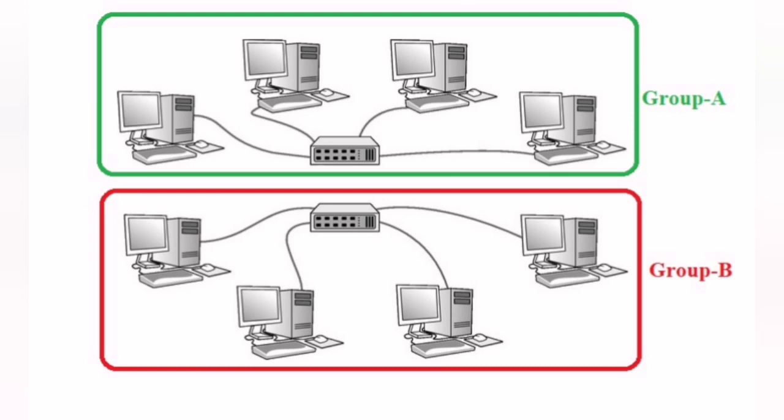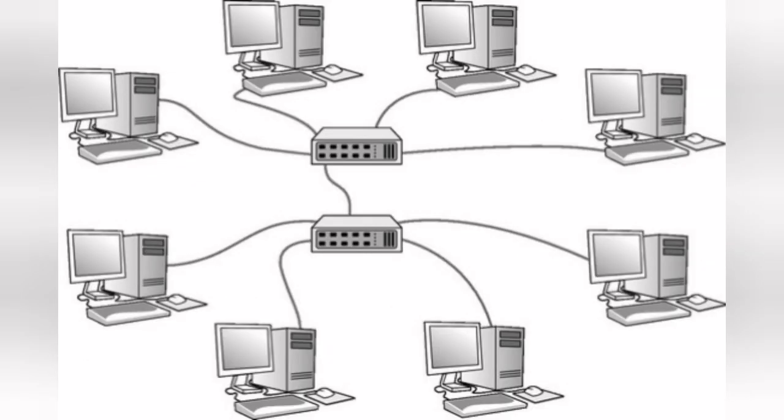The workstations in group B will not be able to communicate with the workstations in group A because the switches are separated from each other. Now, if we connect both switches together with the uplink ports, then the workstations in group B will be able to send packets and receive packets from workstations in group A.